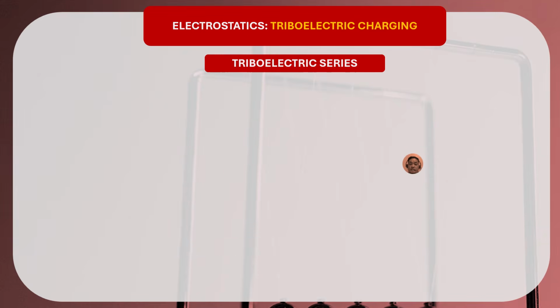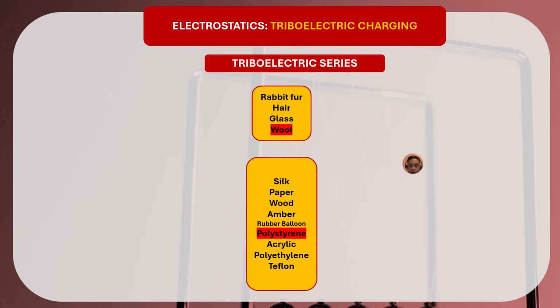The triboelectric series is our North Star to know which one will give its electron or which one will receive the electrons. So I have a simple triboelectric series. It's incomplete, but you can surf on the internet for more examples of materials, and they rank which one will lose electrons and which one will accept electrons. So I have here the rabbit fur, hair, glass, wool, and silk, paper, up to Teflon.